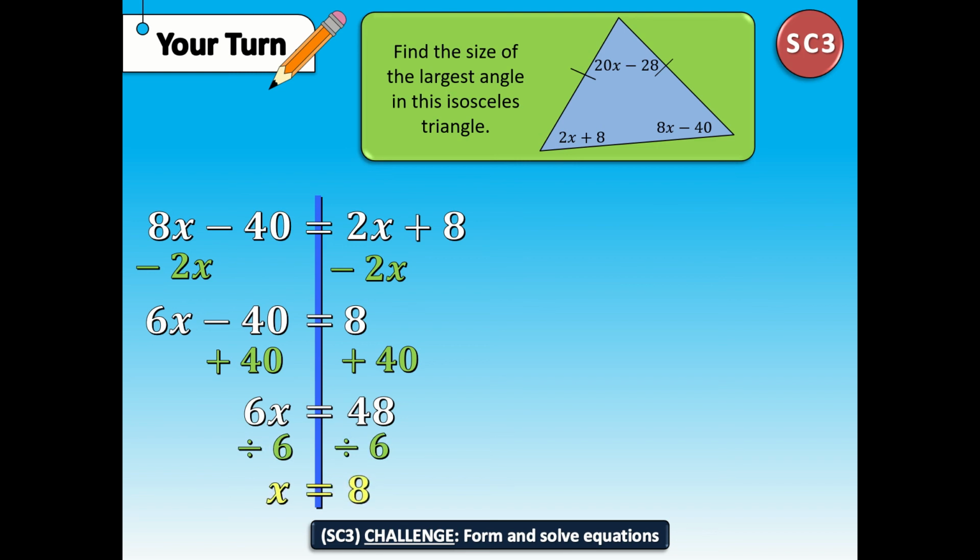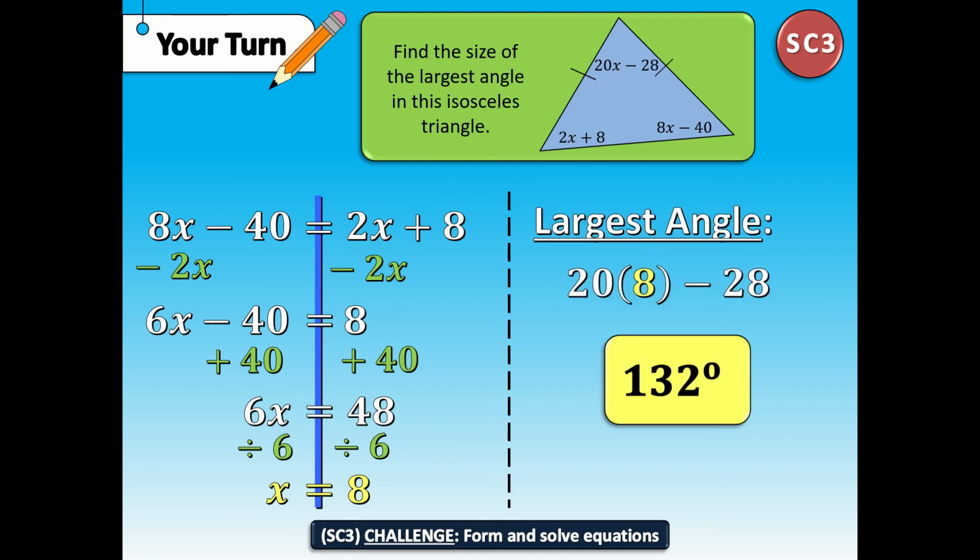So x equals 8. Now again, we've got to make sure we actually answer the question. We want to find the size of the largest angle. So the largest angle will be 20x minus 28. And if x is 8, that means the largest angle will be 132 degrees.